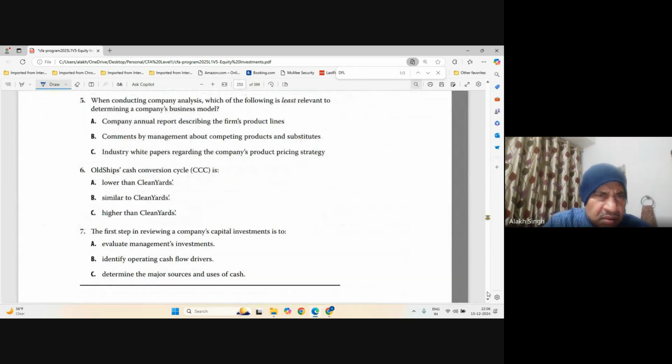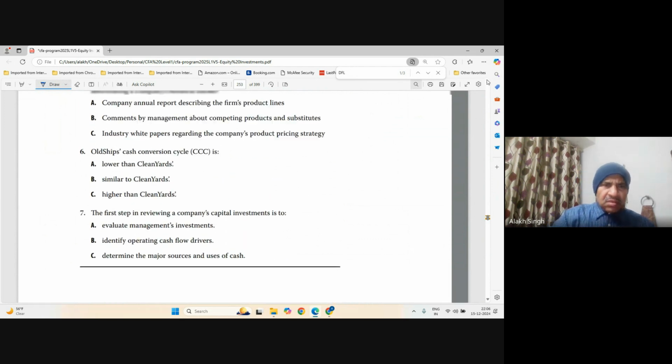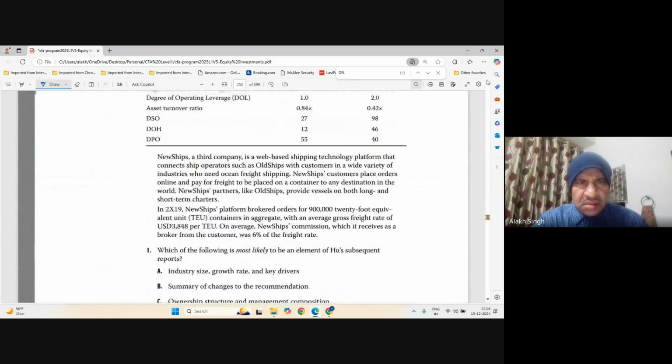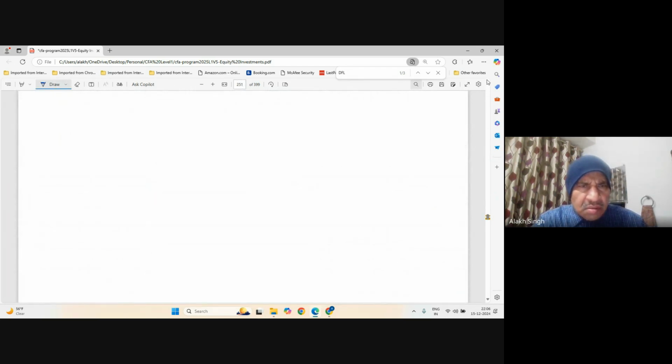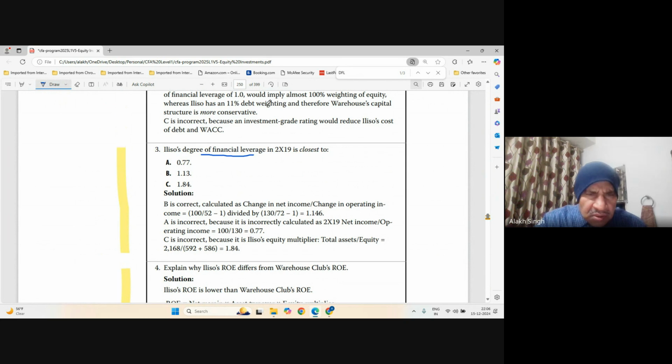The chapter is actually ending, so this is the sample question. Sir, we need to do the beginning question. Yes, this one was the question, degree of financial leverage. So let's see. B is correct, 1.13. How was it calculated? It is the percentage change in net income divided by the percentage change in operating income. So use that information and we can see.